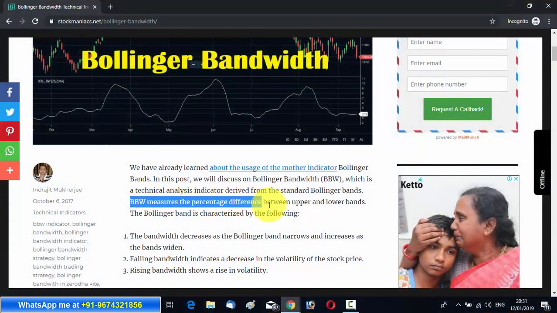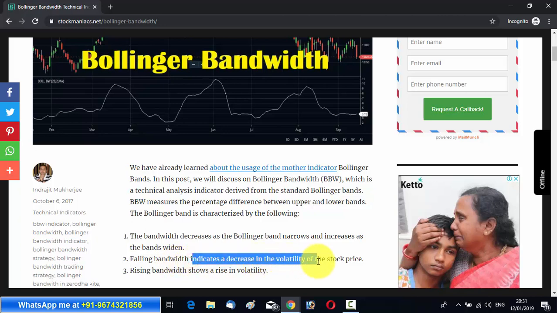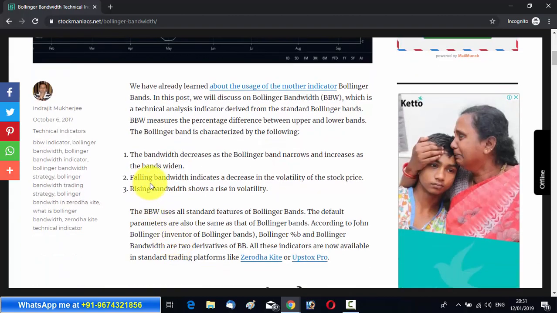So what is the Bollinger Bandwidth indicator? The Bollinger Bandwidth indicator measures the percentage difference between the upper and lower Bollinger Bands. So the bandwidth decreases as the Bollinger Bands narrow and increases as the Bollinger Bands widen. A falling bandwidth indicates a decrease in the volatility of the stock or commodity price, and a rising bandwidth shows a rise in volatility.